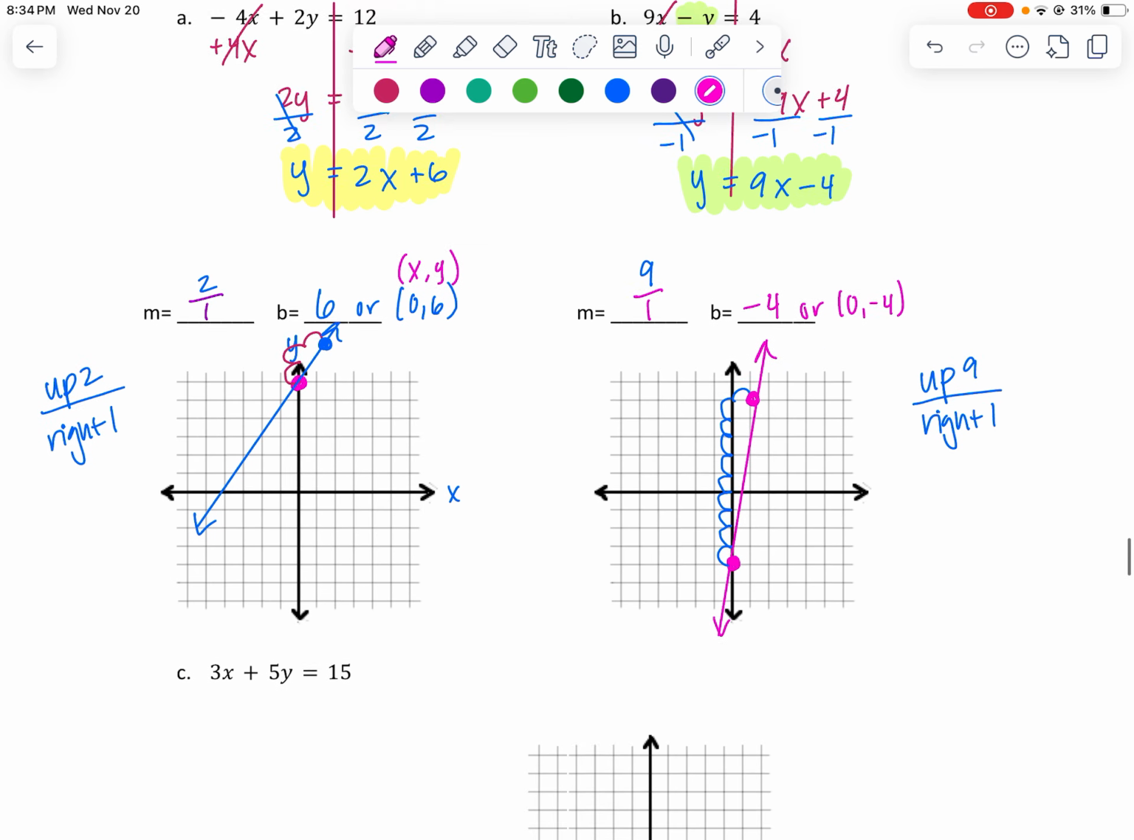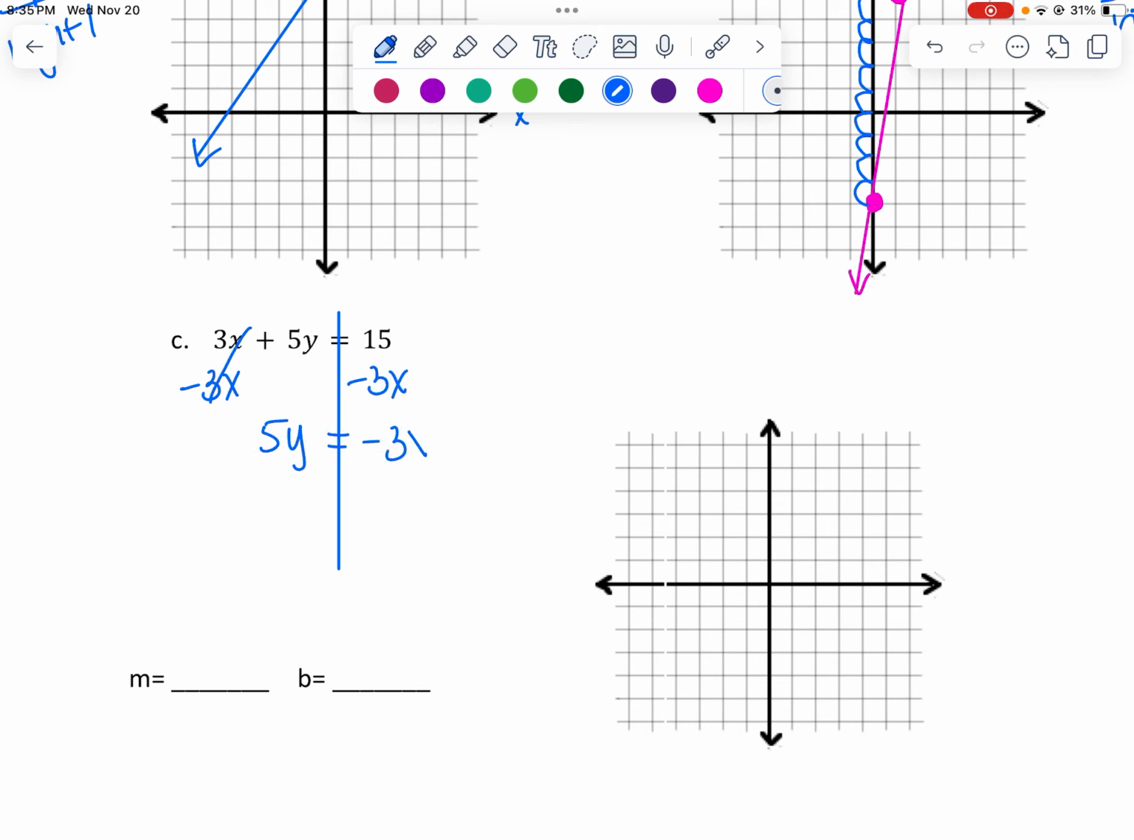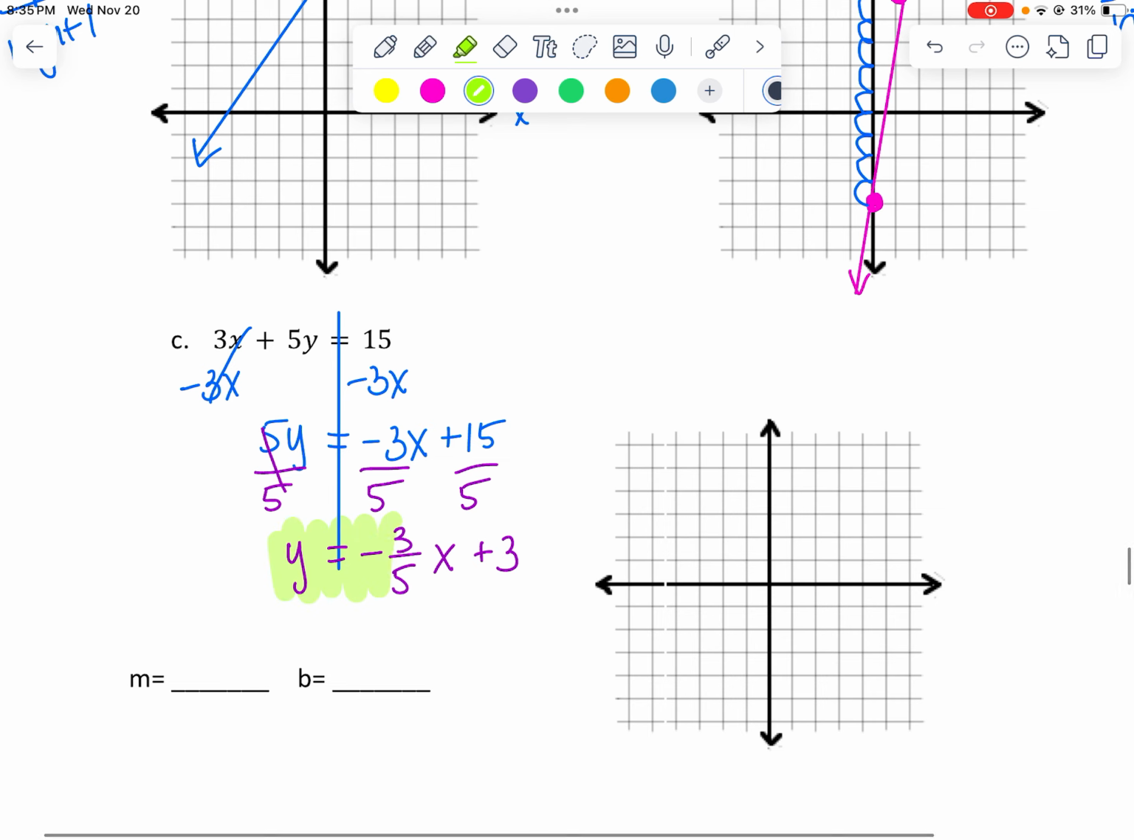Same exact thing. Go ahead and try C. Try solving for y first. You guys can press pause on the video and then come back. Alright, so I'm going to go ahead and draw my little divider. I need to get rid of this 3x, so I'm going to subtract 3x on both sides. I am left with a positive 5y is equal to a negative 3x plus 15. I am then going to divide everything by 5. So I get y is equal to a negative 3 over 5x plus 15 divided by 5 gives me a positive 3. So here's my new equation.